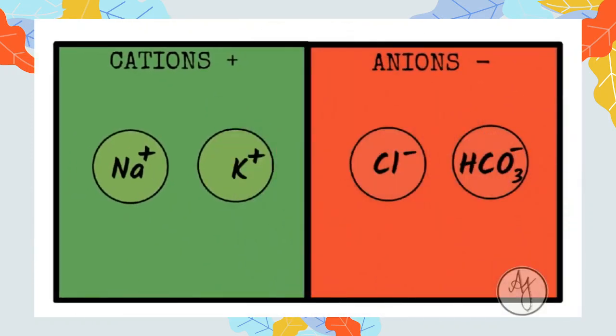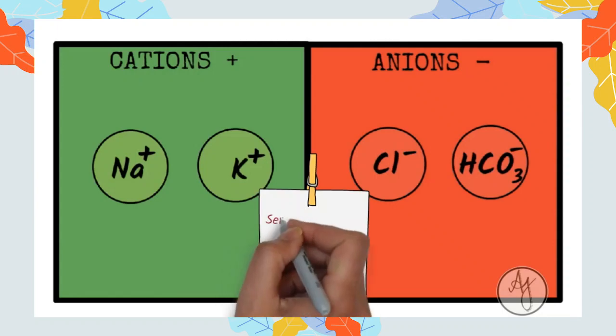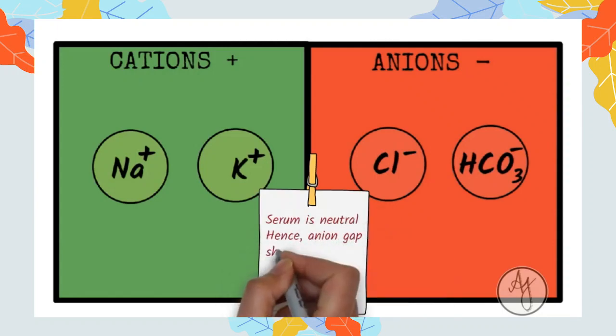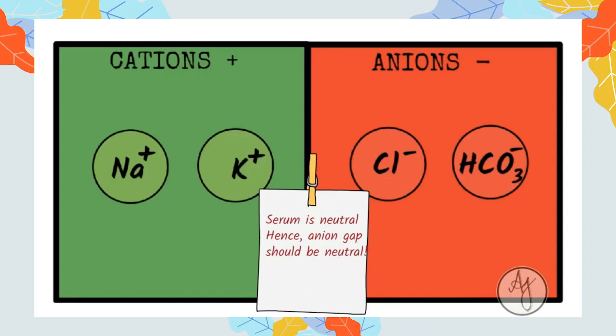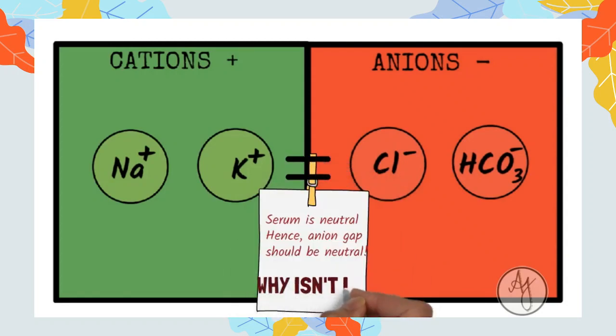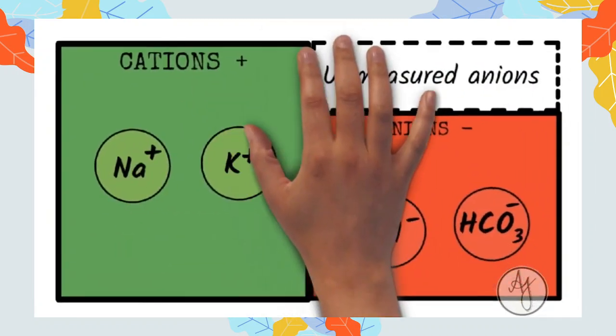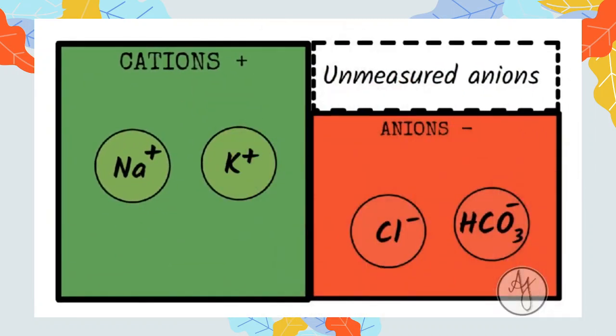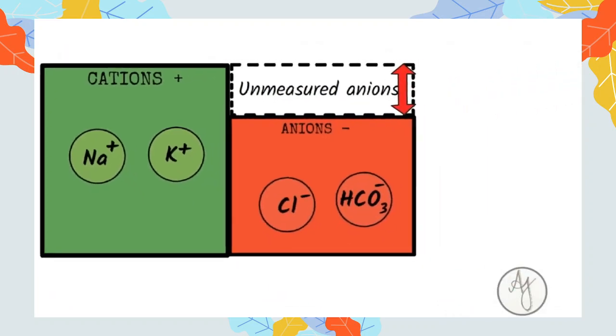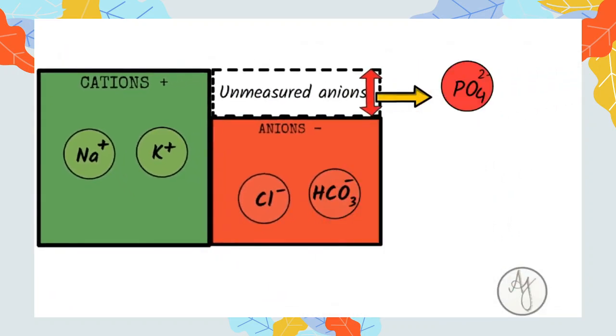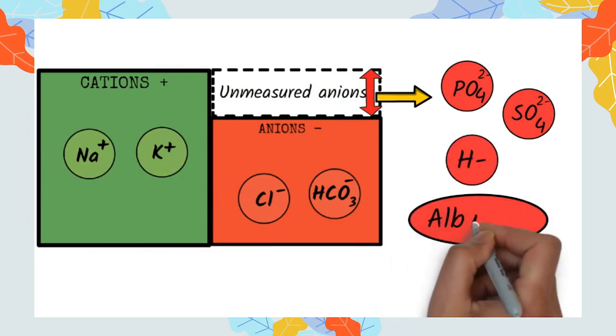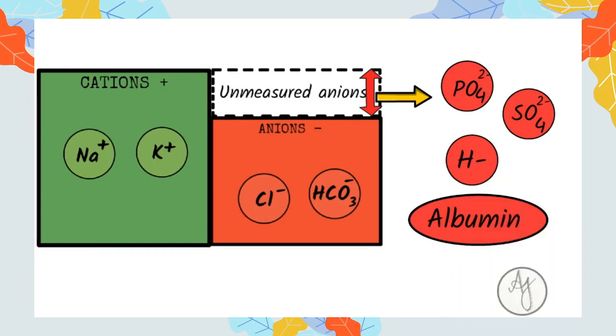The major measured cations are sodium and potassium, whereas the anions measured by this equation are chloride and bicarbonate. So if the serum is actually neutral, anion gap should be neutral, following the law of electroneutrality. So why isn't it neutral? Why isn't it zero? It's because while sodium and potassium account for the majority of the positive charge, we're ignoring a number of unmeasured anions like phosphate, sulfate, the anion component of organic acids, and also negatively charged plasma proteins like albumin from this equation.